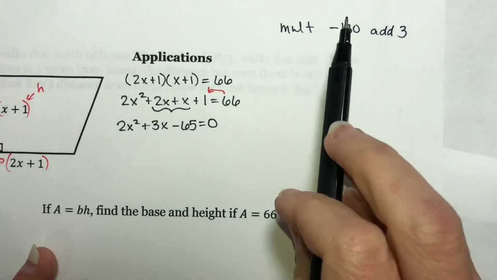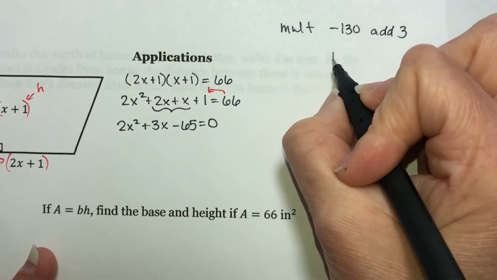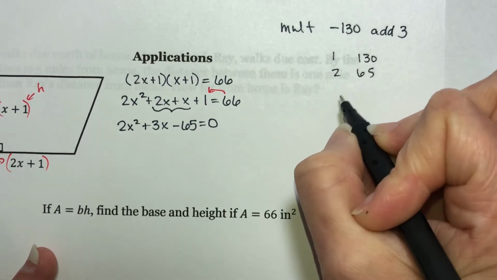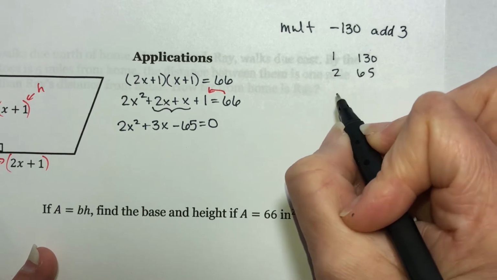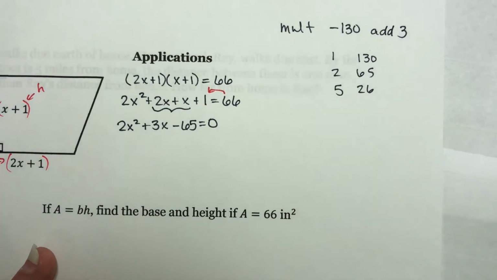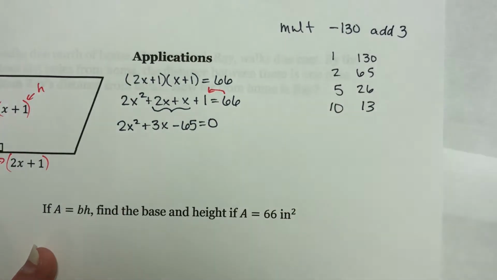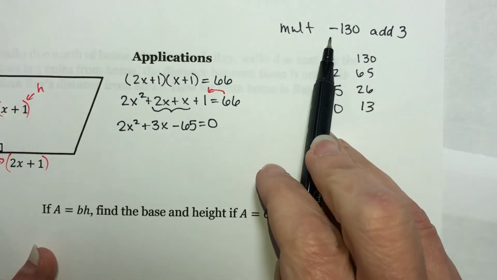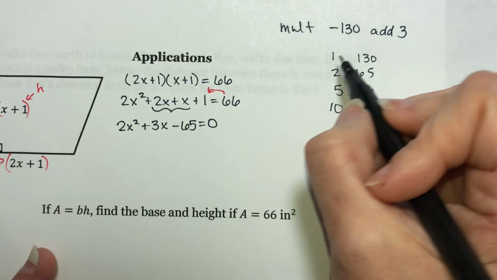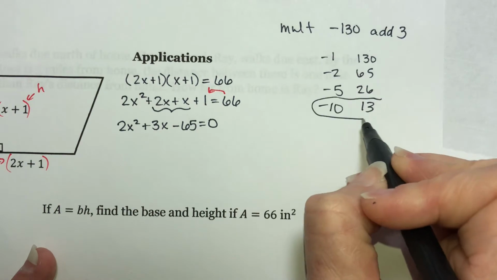Okay, so let's start listing things that multiply to 130 and see if we can find out where we can get a 3. So that would be 1 and 130, 2 and 65, 3 doesn't work, 4 doesn't work, 5 and 26, 6 doesn't, 7 doesn't, 8 doesn't, 9 doesn't, 10 and 13, and that's it. I'm supposed to multiply to a negative, so one side needs to be negative. I'm supposed to add to a positive 3, so that means my smaller numbers need to be negative. I can get a 3 out of this combination here.